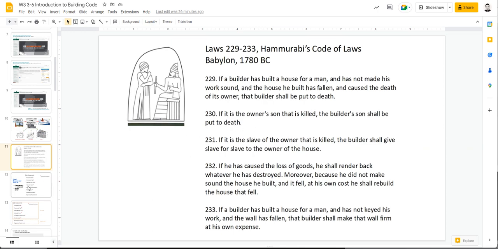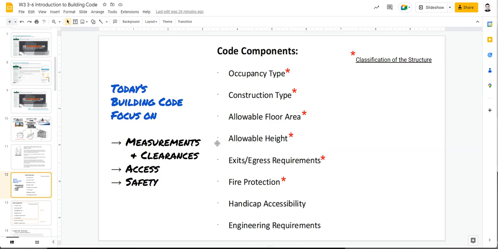Okay, so the modern building code again focuses on measurements, and includes access and safety. It doesn't deal with punishments. It's just that you won't get a permit if your building is designed so that it doesn't meet the code. You're not going to be put to death, because before we even get to that place, you have to get a permit, and no construction should start without a permit. So that's the benefit of today's building code.